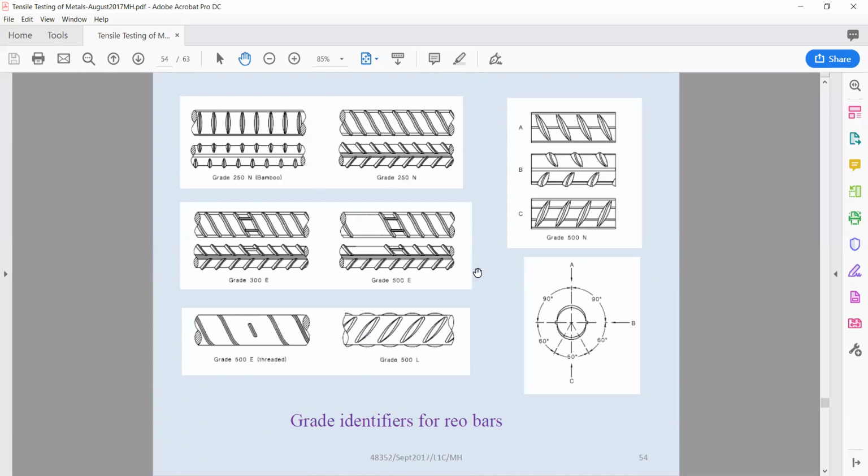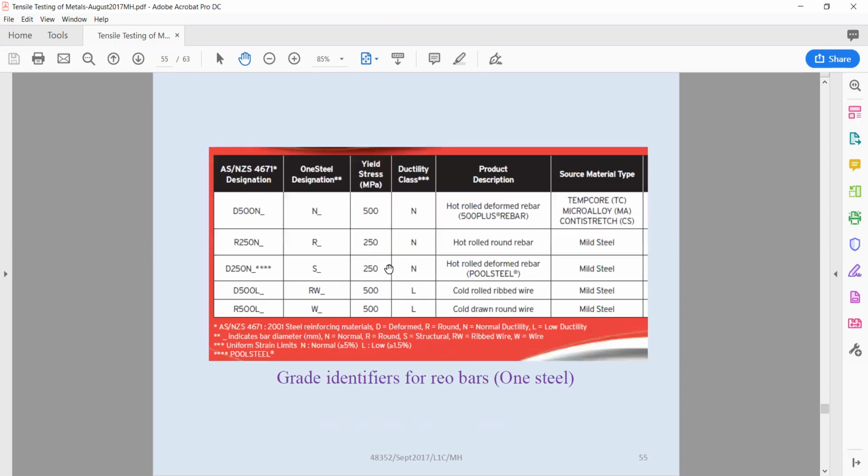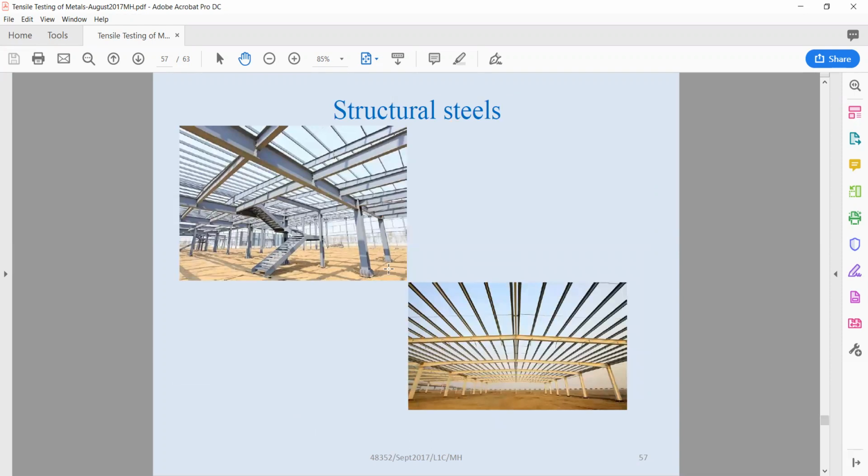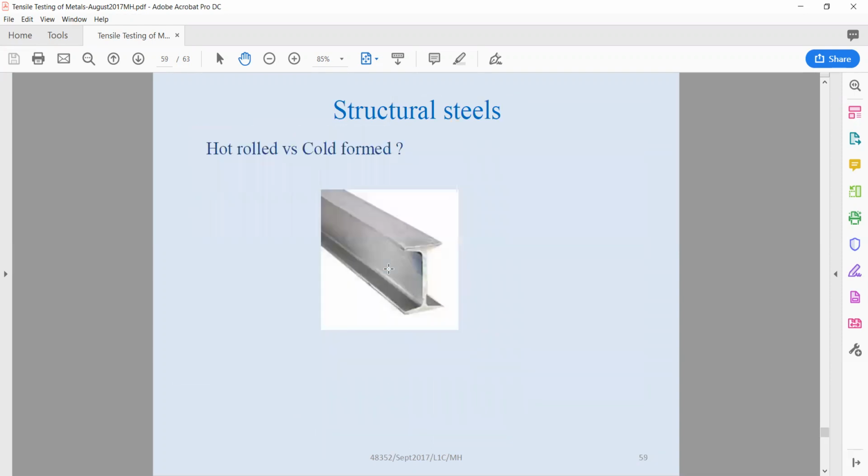These are the shapes. If you see the shape, you can easily say whether it is 250N, 500L, or 300E. You can easily say from the shape. And this is another piece of information. These are structural steel, different types of structural steel. Hot rolled versus cold rolled. It's good also to understand what is hot rolled and cold rolled.